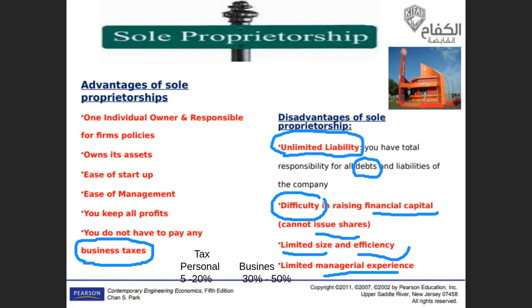As compared to SABIC or Aramco, for example. One way of getting capital is either you take a loan from a bank or you sell your shares. So it is difficult to raise capital if the business is registered as a sole proprietorship. This is the reason. How can you raise capital?